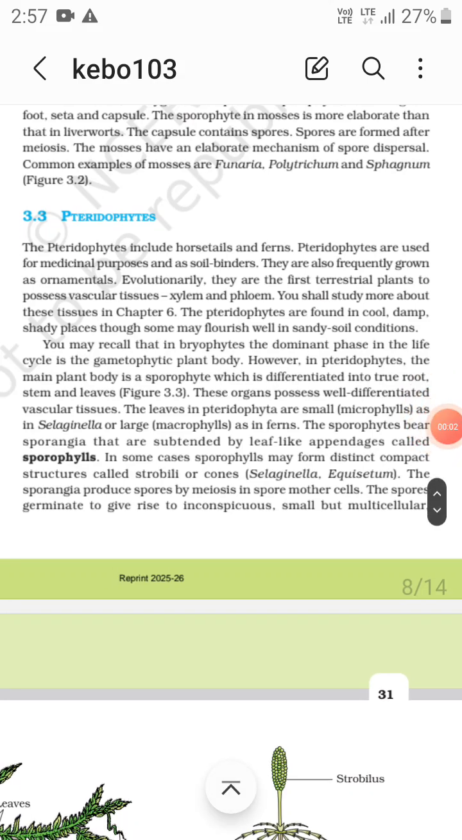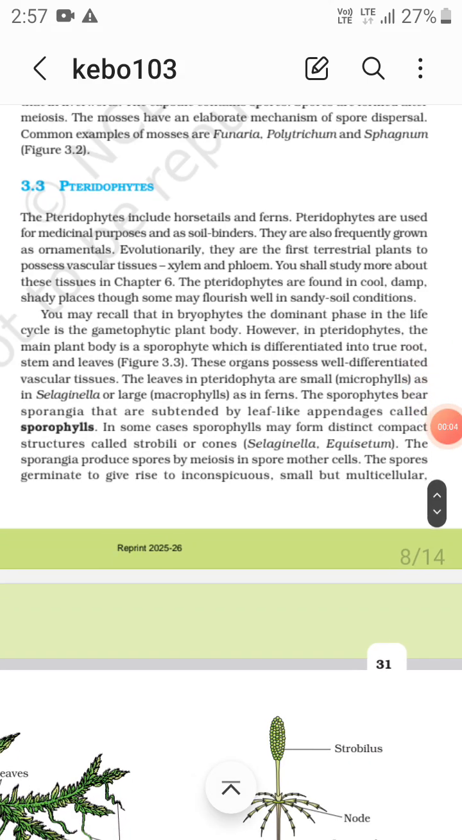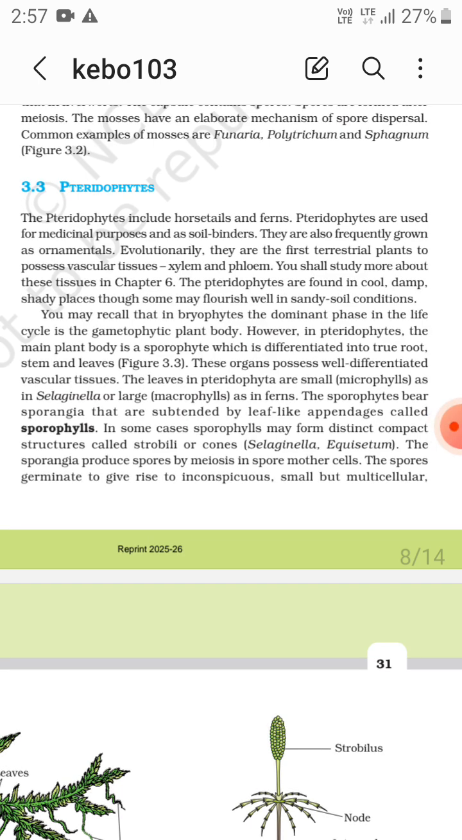Okay, so the pteridophytes. The pteridophytes include horsetails and ferns. Pteridophytes are used for medicinal purposes and as soil binders. They are frequently grown as ornamentals. Evolutionarily, they are the first terrestrial plants to possess vascular tissues, xylem and phloem. The pteridophytes are found in cool, damp, shady places, though some may flourish well in sandy soil conditions.